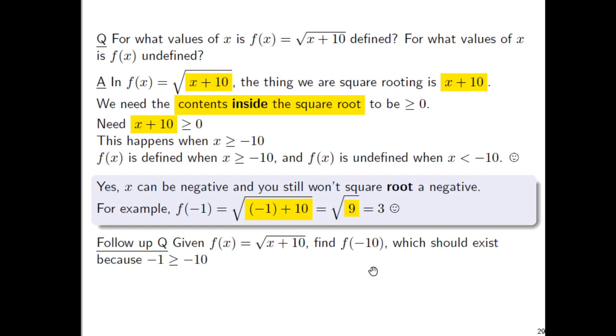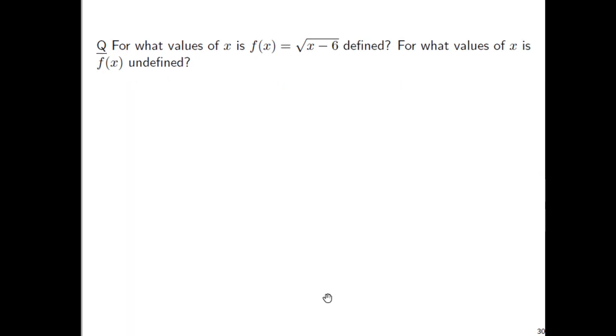As a follow-up question, let's find f of negative 10, which should exist because negative 10 is greater than or equal to negative 10. A little typo there, sorry. F of negative 10 is equal to root negative 10 plus 10. In other words, equal to root 0, which is equal to 0. So we did here get a real number, namely 0, because root 0 equals 0.